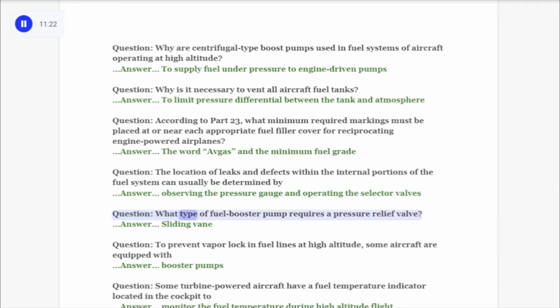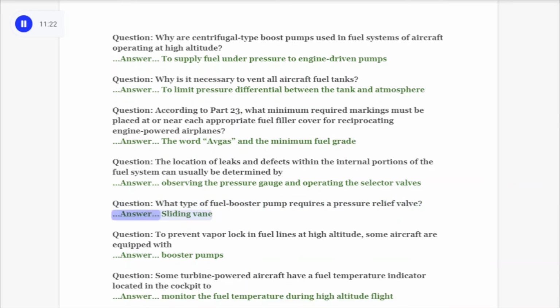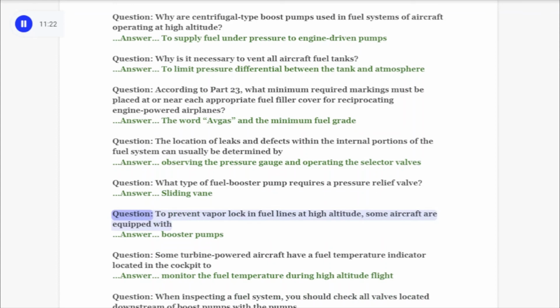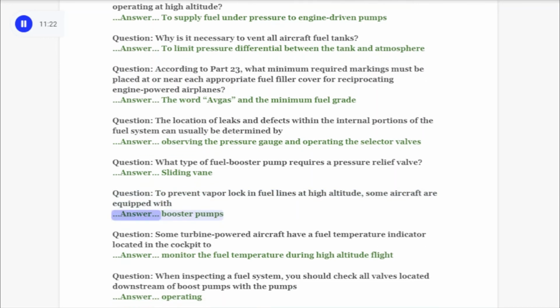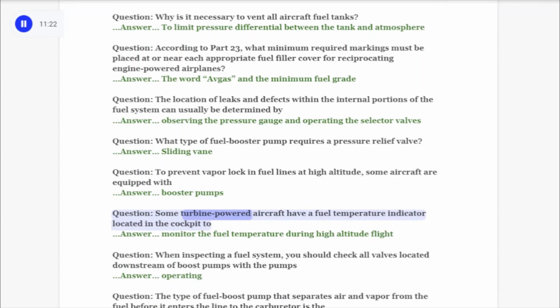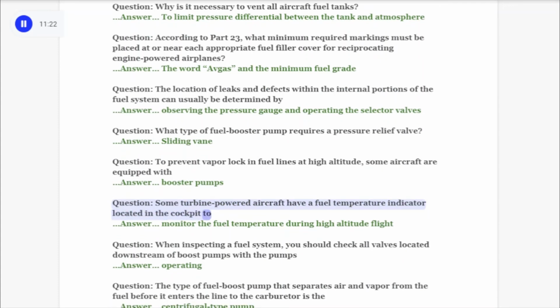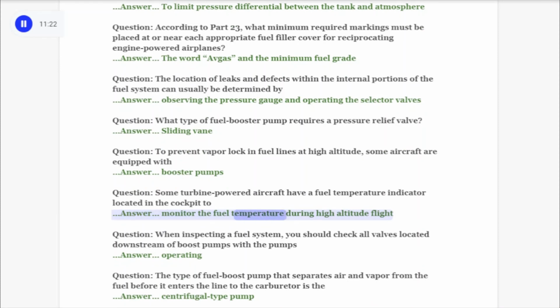Question: what type of fuel booster pump requires a pressure relief valve? Answer: sliding vane. Question: to prevent vapor lock in fuel lines at high altitude, some aircraft are equipped with. Answer: booster pumps. Question: some turbine-powered aircraft have a fuel temperature indicator located in the cockpit to. Answer: monitor the fuel temperature during high-altitude flight.